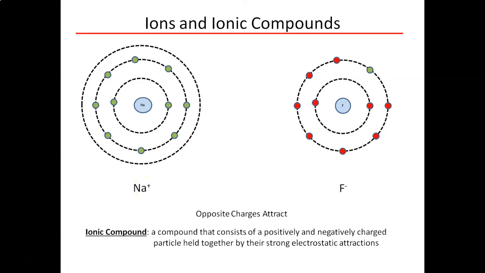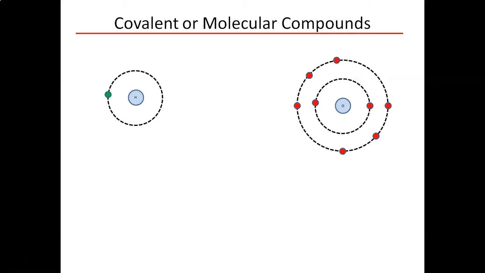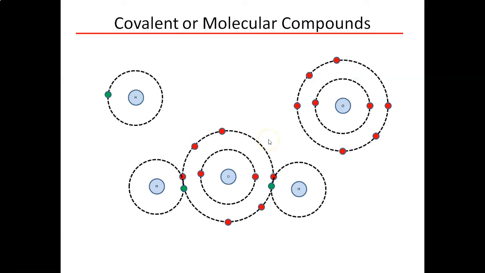Well, atoms have a second method for obtaining a full valence orbit or energy level. What they can do is not transfer their electrons, but share them. And this will happen between two nonmetals. So for example, if I have some oxygen atoms and a hydrogen atom, they could come together and share. Now shared electrons belong to both atoms.